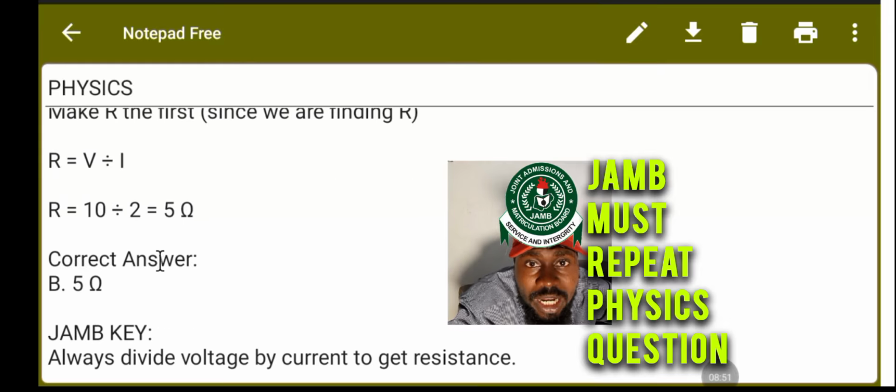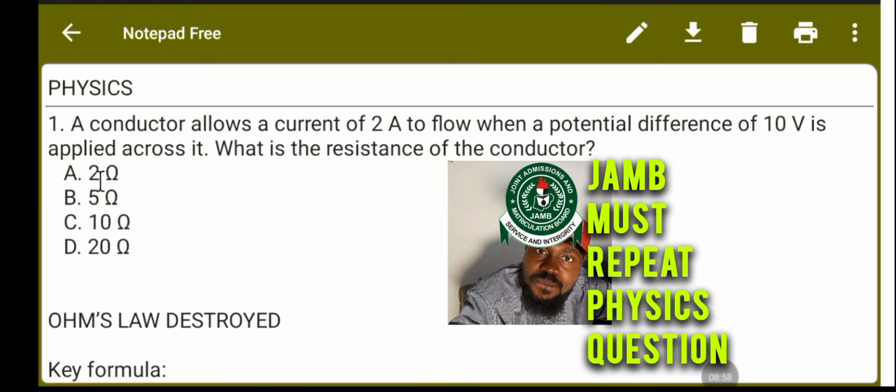So the correct answer is option B. Let's look at the options again. These are the options. Option A is wrong. Option D is wrong. Option C is wrong. Your correct option is option B. Congratulations on earning this easy mark for your Jamb UTME 2026.